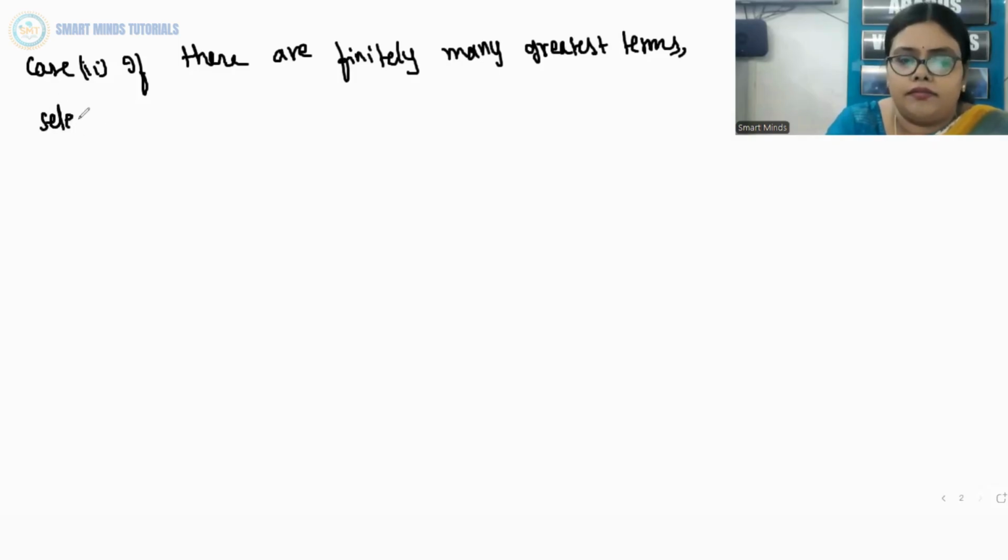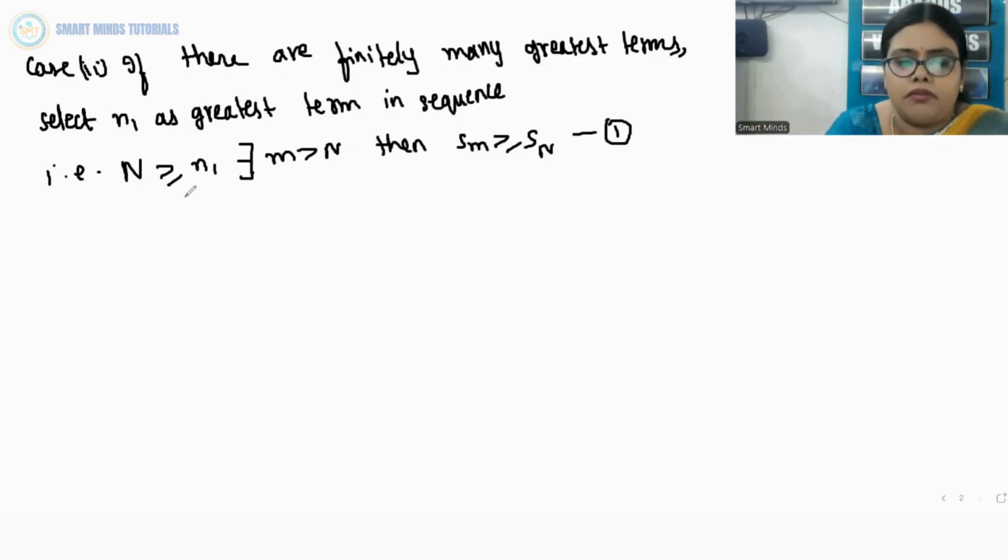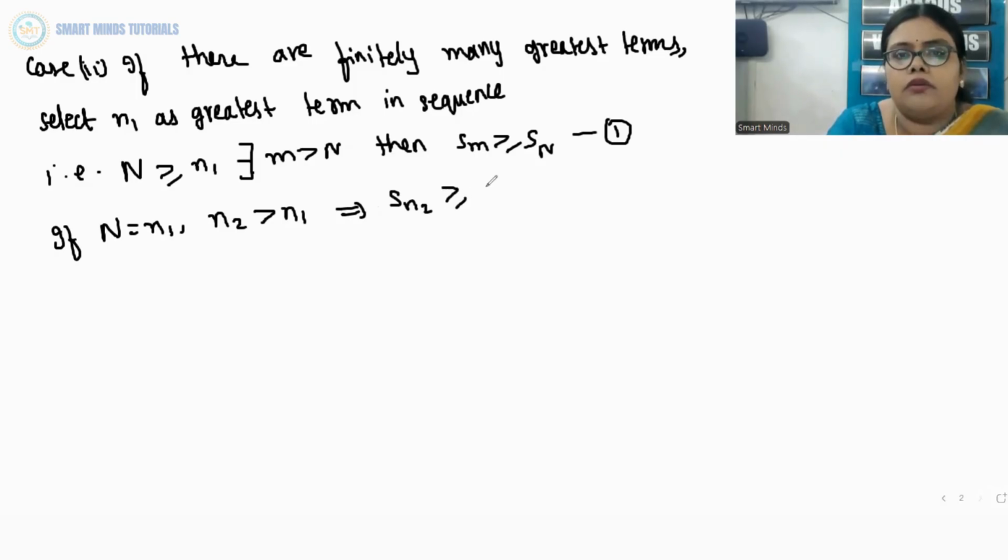Now what is case 2? If there are finitely many greatest terms, then select n1 as greatest term in the sequence. That is capital N greater than or equal to n1. There exists m greater than n, then Sm greater than or equal to Sn. This is equation number 1. Now if n is equal to n1, then n2 is greater than n1, which implies Sn2 is greater than or equal to Sn1. This is equation number 2.